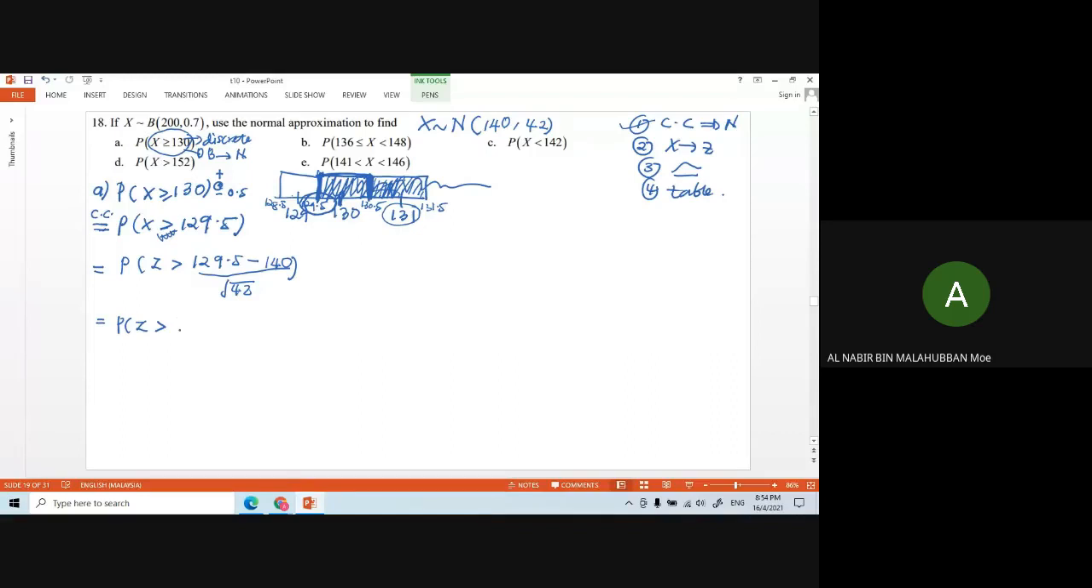Negative 1.62. Okay. Consider the condition of referring to the table of normal. Dia negatif, tak boleh negatif untuk table normal. So we have to draw a bell shape here, negative 1.62. Greater than is on the right. So this is reflect ataupun 1 minus.